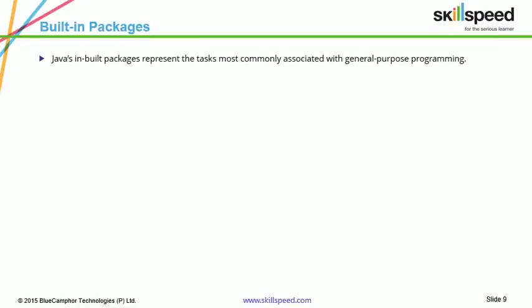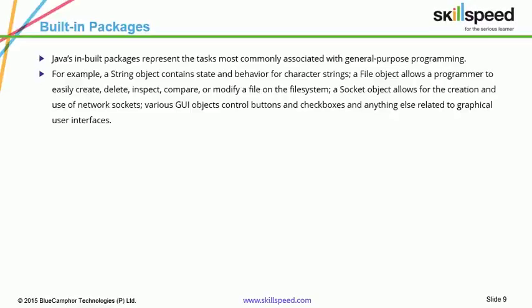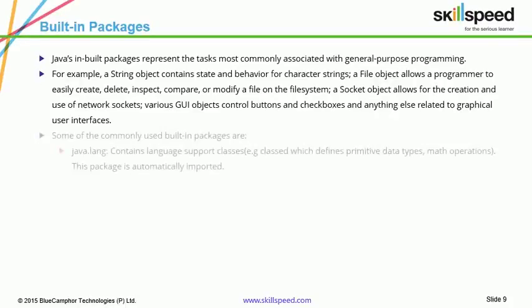Java's inbuilt packages represent the tasks that most commonly are associated with any general purpose programming. For example, a string object contains state and behavior for character strings. A file object allows a programmer to easily create, delete, inspect, compare or modify a file on the file system. A socket object allows for the creation and use of network sockets. Various GUI objects or control buttons and checkboxes and anything else related to the graphical user interfaces can be used.